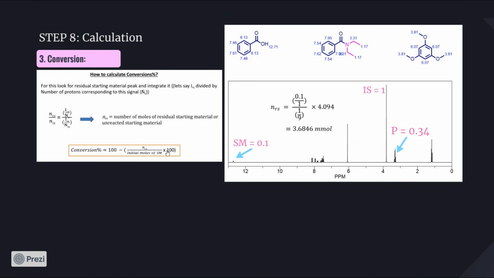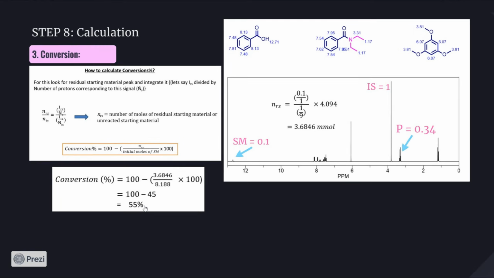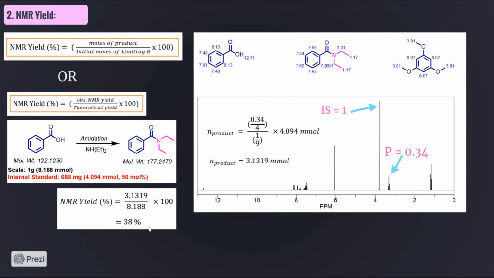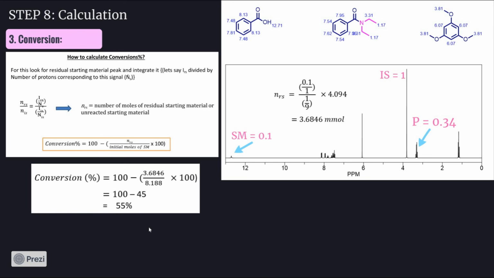Now we are going to apply this equation. Okay, so after solving the bracket part, we are getting 45%, and 100 minus 45, so we have 55% conversion. So the NMR yield was 38% and conversion is 55%. It means that some amount of the starting material is converted into something else, right? Everything is not converted into the product. Some may be decomposed or converted into something else, right? So that's why the conversion is 55%, but the NMR yield is 38%.